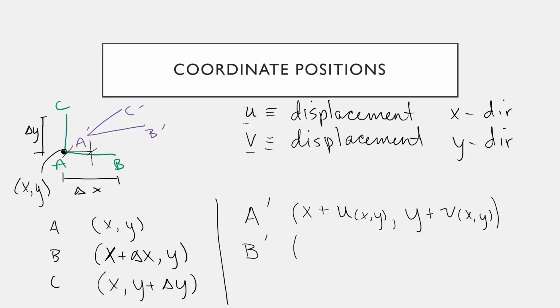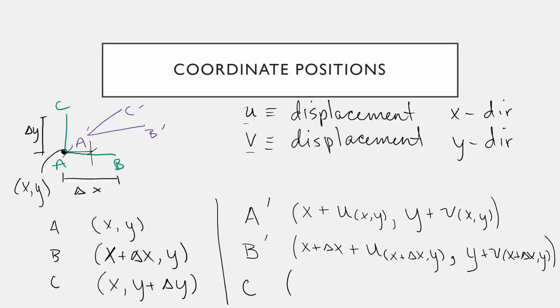All right, B prime. B starts at x plus delta x, but then it moves by an amount U evaluated where? Comma y. It has to be wherever B started. Awesome. And then B started at y, and I add the V evaluated again at x plus delta x, comma y. All right, what about C?